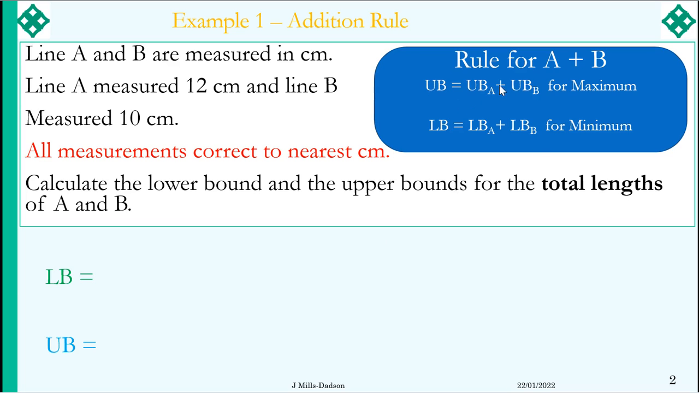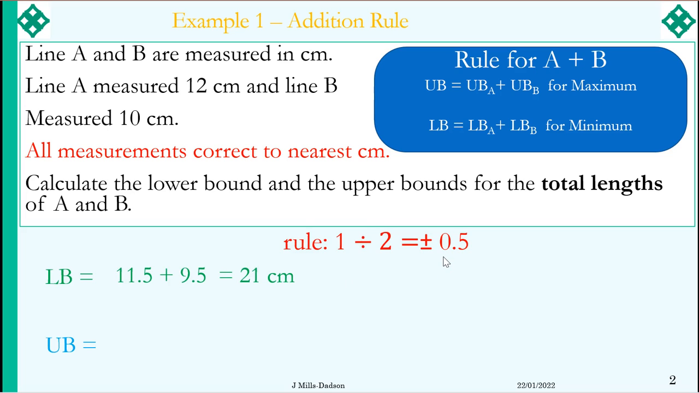Now this is what you need to remember. When adding two numbers, to get the biggest possible answer, you take the upper boundary of each measure. And if you want to get the lower bound, you take the lower boundary of each measure to add. As simple as that. So the clue here is nearest cm, nearest 1 centimeter. So 1 divided by 2, that's the rule you're going to use. That's why I said if you haven't watched lesson 1, please go back to watch it. So it's plus or minus 0.5.